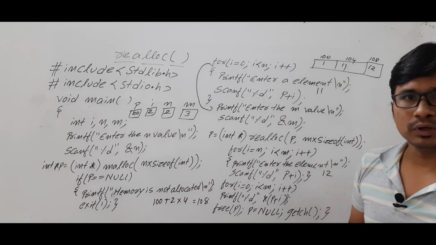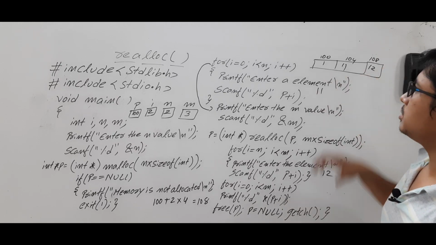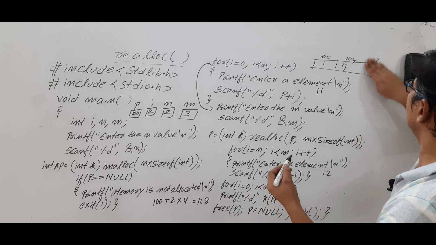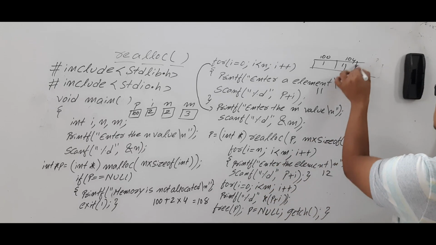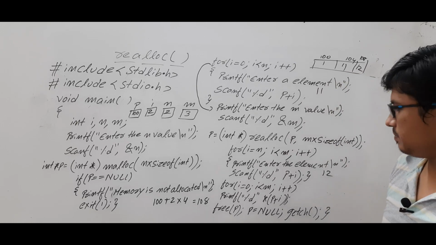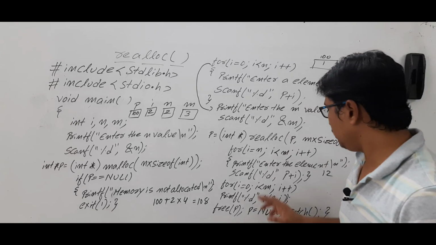I hope you are able to understand. I think it is visible for you. If it is not visible, let me write here. Okay. In the 108 memory location, the value 12 is stored. Okay. Is it clear? Now look at here.